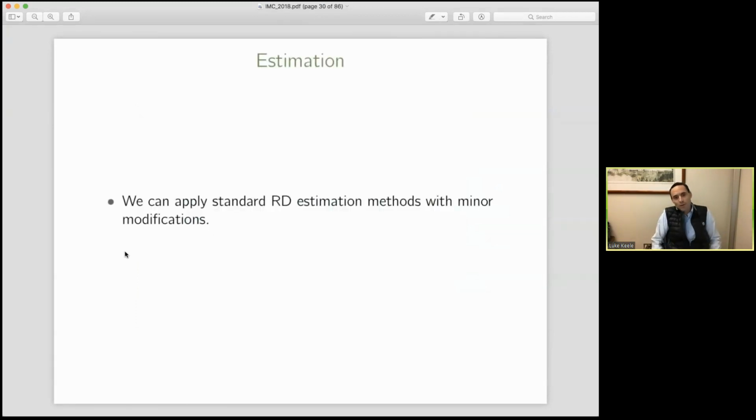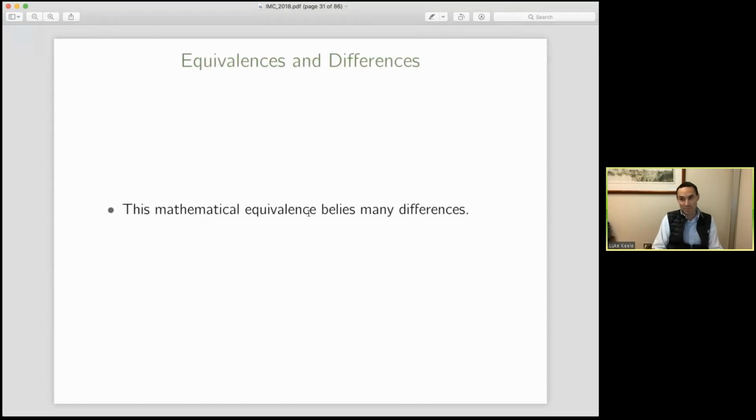First, we played around with some different types of methods for estimation here, but you can show that pretty much standard RD estimation methods can be applied with fairly minor modifications. There was an earlier IMC by Rocio, who has done a lot of work on RD estimation methods, and much of what she talked about can be applied to these designs with very little modification. So in the end, given what I've summarized so far, it would seem that we've got an RD design, geographic RDs are just two-dimensional RD, no big deal. Well, mathematically, they are the same.